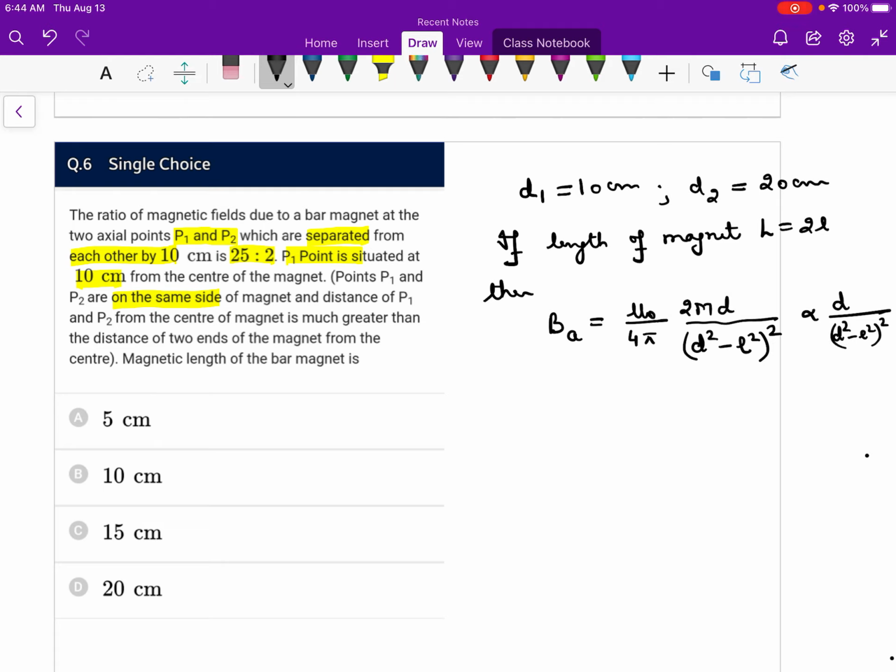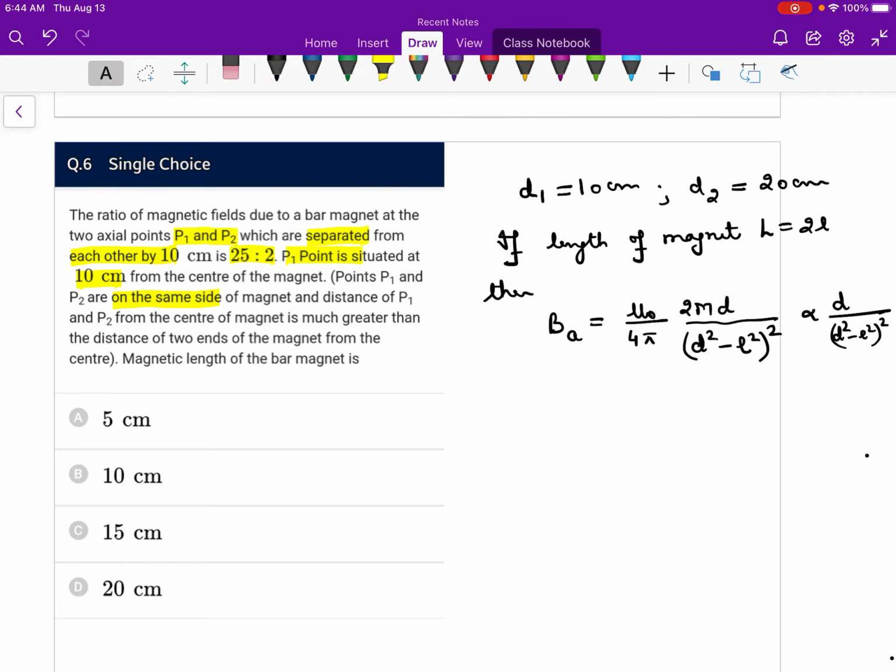Okay, now here this thing is contradictory. The author has given that the distances of the two points from the center of the magnet are much greater than the length of the magnet. So we can use the approximated formula, but the design of the question is such that we need to find out the length. So we cannot use the approximated formula, which is mu naught by 4 pi 2m upon d cube. We need to use this formula only.